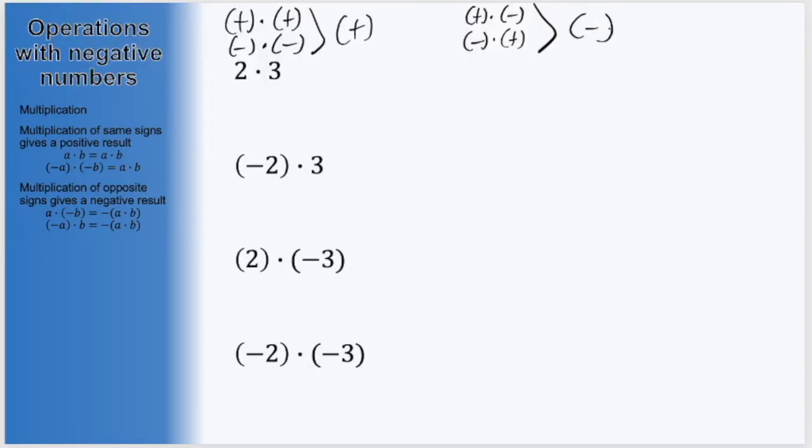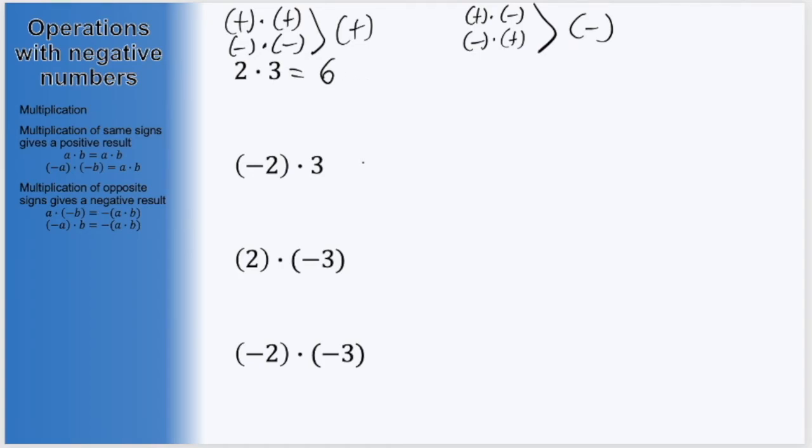Let's take a look at some examples. Consider 2 times 3, which we should recognize will just end up giving us 6. We know this result, but we can also think about it as a positive times a positive, meaning we have like signs, should end up giving us a positive result, and that's what we see here.